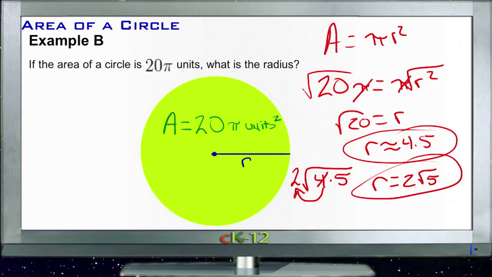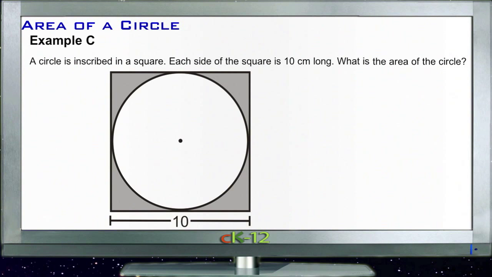Okay. And example C. A circle is inscribed in a square. Each side of the square is 10 centimeters long. What's the area of the circle? So this one's kind of similar to the last question in our segment on finding the circumference of a circle. We know here that if the square is 10 units from corner to corner, then it's also 10 units from one side of the circle straight across to the other side. So the diameter of our circle is 10 centimeters.